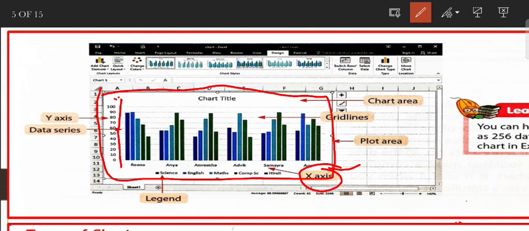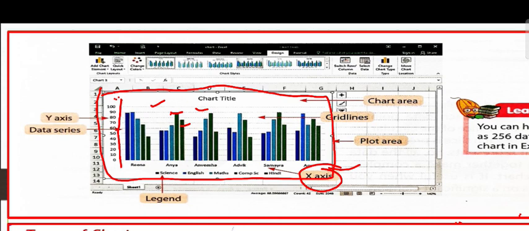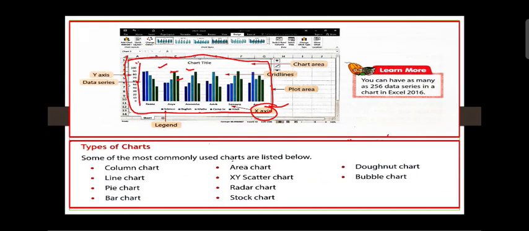Next is grid lines. They are the lines that run from each category on the x-axis and from each value on the y-axis across the plot area. Here you can see these are the lines, and this is called grid lines. So these are the components of an Excel chart.